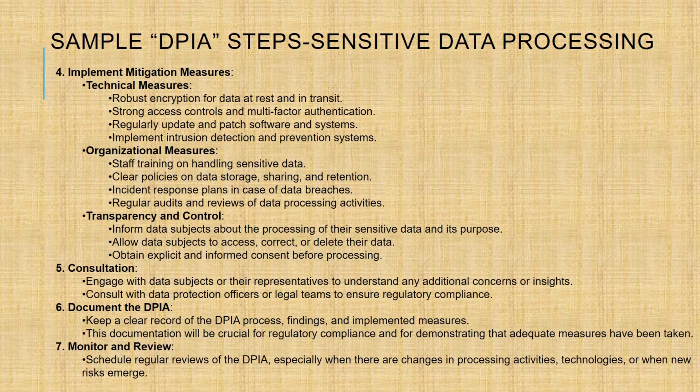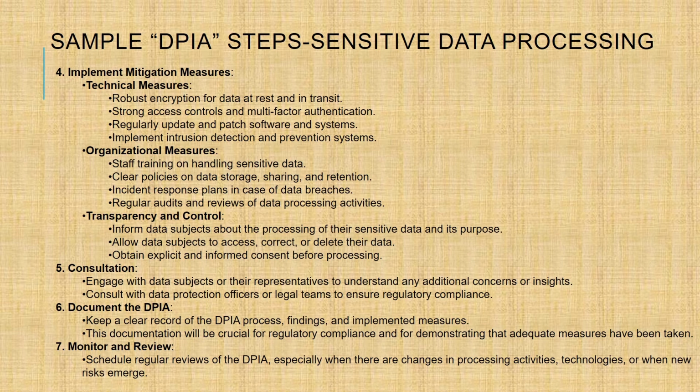Implement mitigation measures. Technical measures: robust encryption for data at rest and in transit, because we are processing sensitive personal data. So we need strong access controls and can use multi-factor authentication as well. Regularly update and patch the software and systems, and implement intrusion detection and prevention systems.